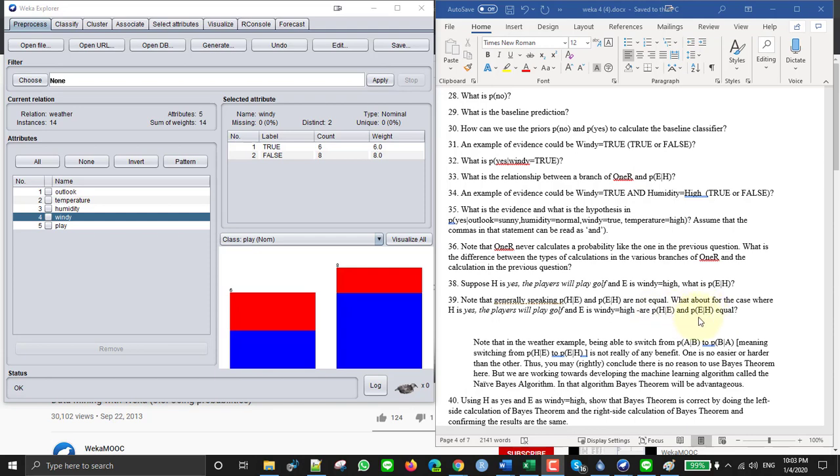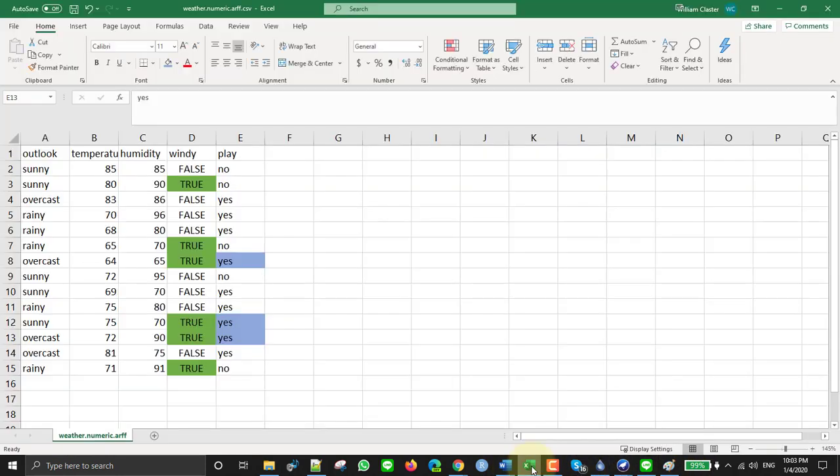And then here we could do E given H. So E means that it's windy. We could do that calculation. It's not really related to data science specifically, but we can do it. So we would identify the yeses. We're saying given that play is yes, not given that windy is true, so we're reversing the order.